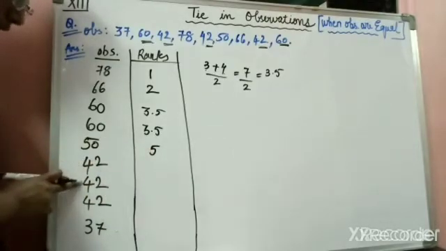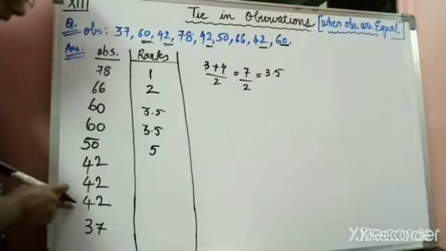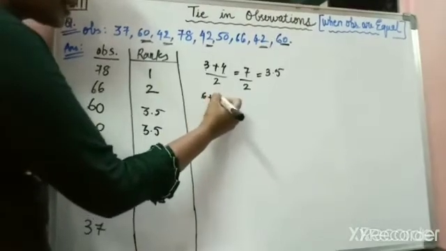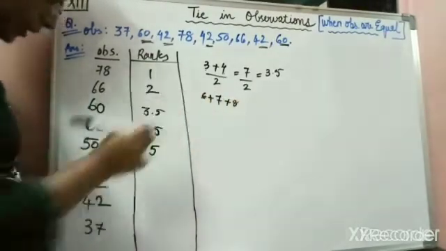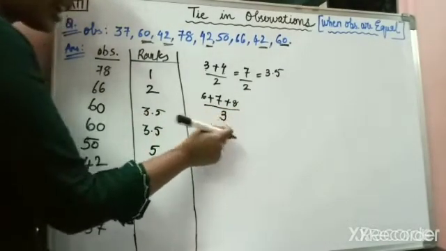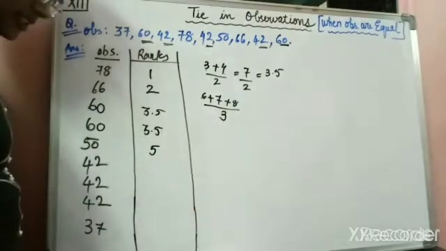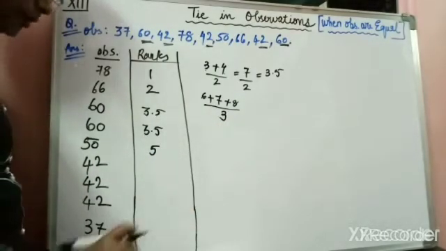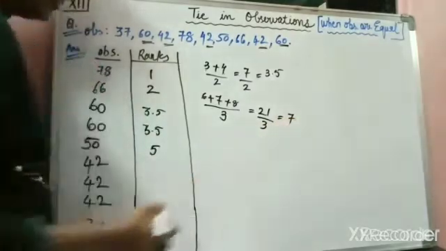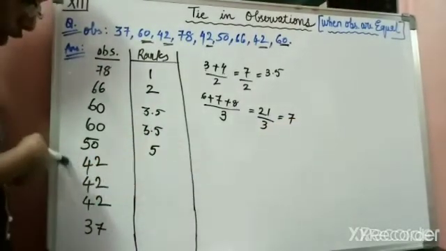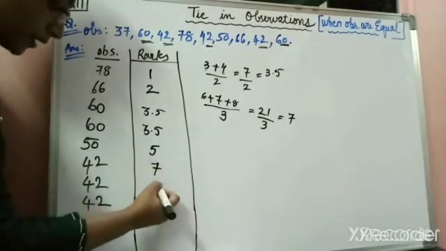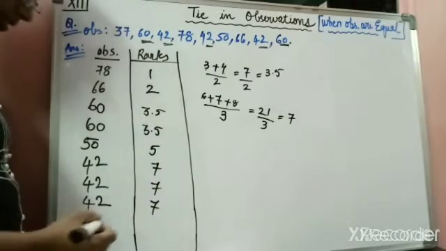Then we have 42, 42, 42. It is repeating thrice. So after 5, what are the other numbers? 6 plus 7 plus 8. Why 3 numbers? Because here it is repeating thrice. And then we have to divide by 3. Clear? So what is 6 plus 7 plus 8? It would be 21. Divide by 3, we get 7. 3 sevens are 21. So for all these, we have to assign the rank as number 7. So for 42, 7, 42, 7 and 42, 7.